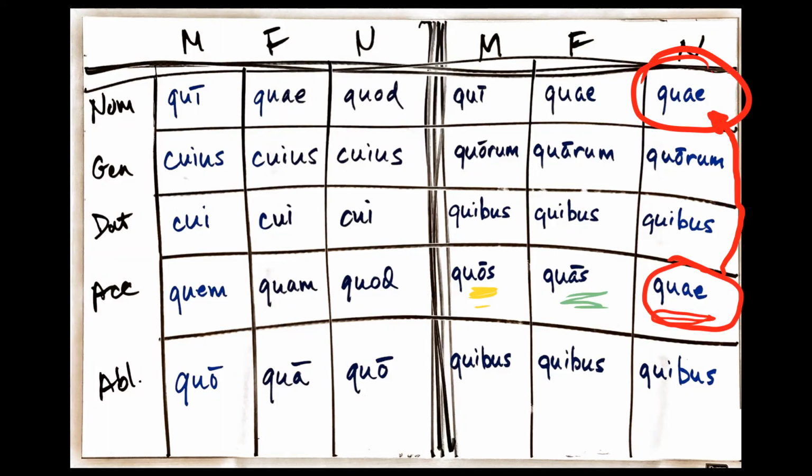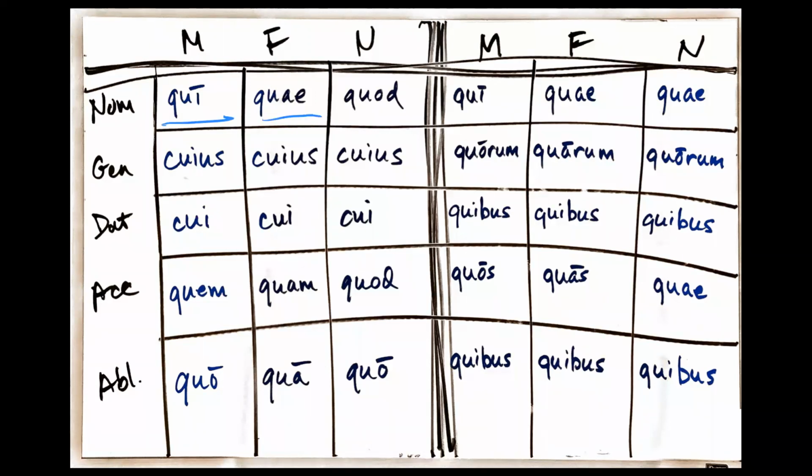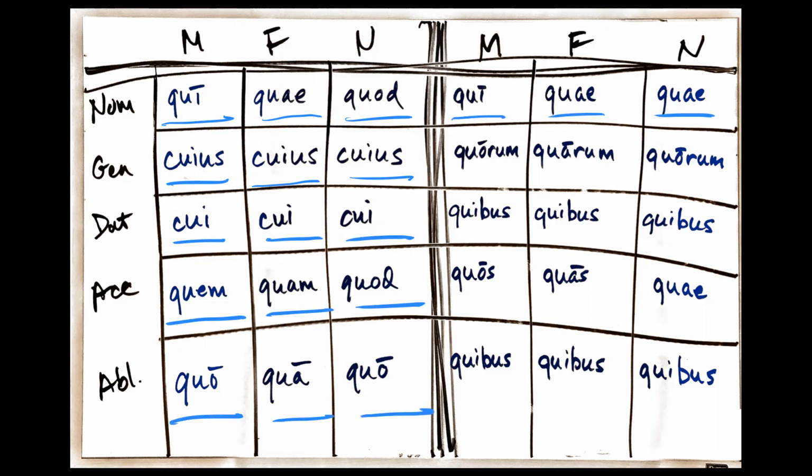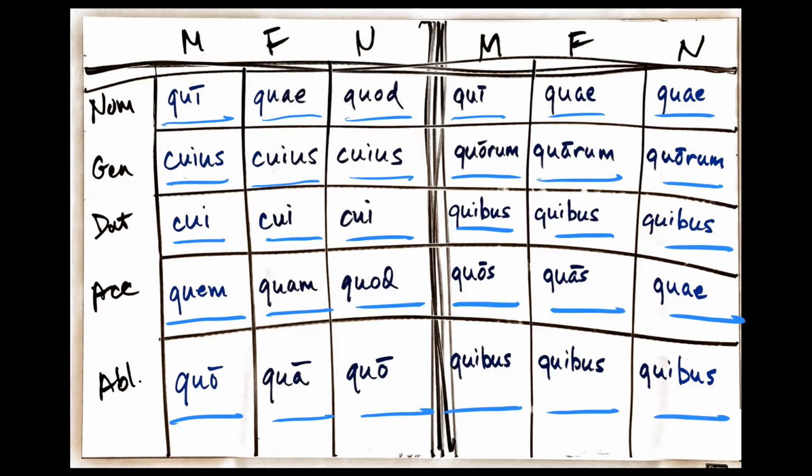If you want, you can take a moment to chant this lovely declension. Quae, quae, quod, cuius, cuius, cuius, cui, cui, cui, quem, quam, quod, quo, qua, quo, qui, quae, quae, quorum, quorum, quorum, quibus, quibus, quibus, quos, quas, quae, quibus, quibus, quibus.